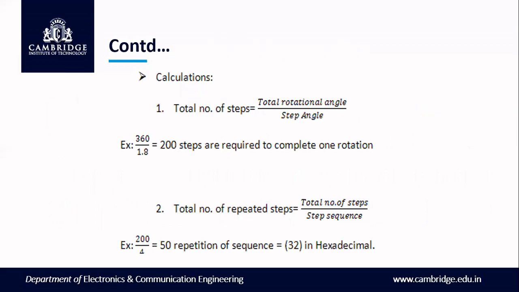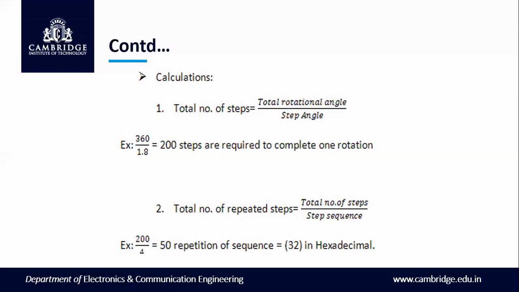Total number of steps required, as we have already done, is the total rotational angle divided by the step angle. That is going to decide the total number of steps. That is 200 steps if you have a step angle of 1.8 degrees. If you have a step angle of 2 degrees, suppose, then 180 steps are required to complete one rotation. So accordingly, we need to understand how to calculate the number of steps required for one rotation, which depends on the step angle. So the total number of repeated steps to achieve a particular rotation is very important.